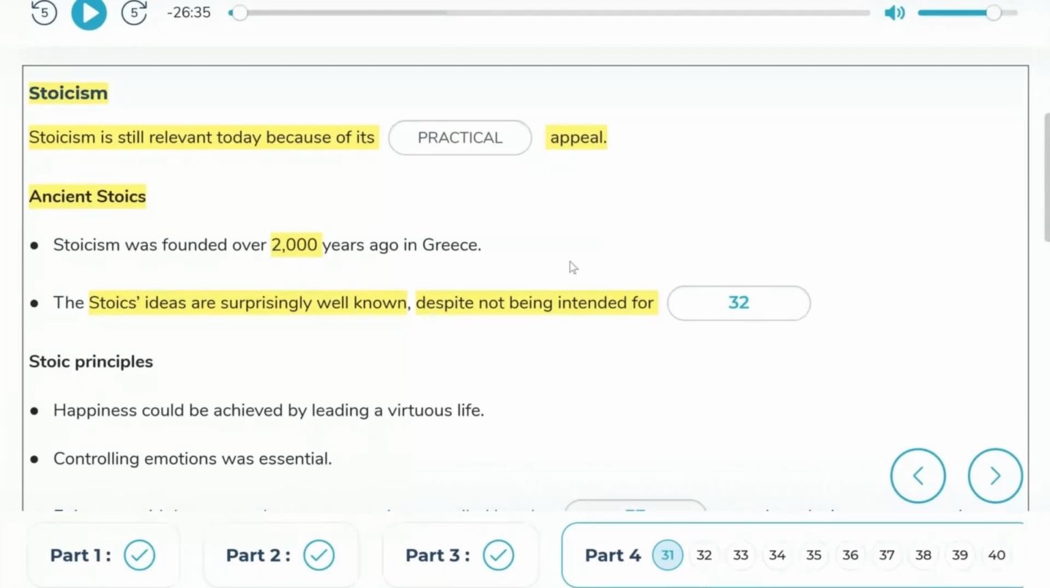So if they say Stoics never wrote anything for dash, Stoics never wrote anything for example, despite not being intended for media. So if they say Stoics never wrote anything for media, not written anything for media, never written anything for media means not being intended for media. Okay, now please listen and focus. Not being intended for, and for this they will use the word never wrote anything for.